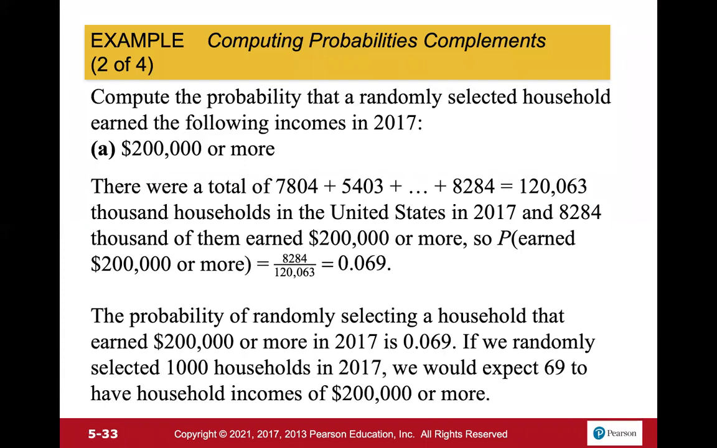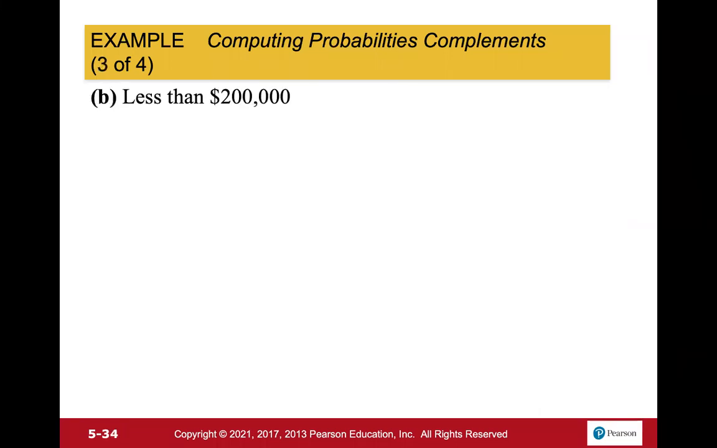So the probability of randomly selecting a household that earned 200,000 or more in 2017 is 0.069. If we randomly selected 1,000 houses in 2017, we would expect about 69 of them to have household incomes of 200,000 or more. All right, so now less than 200,000.